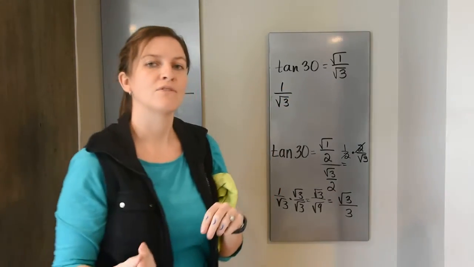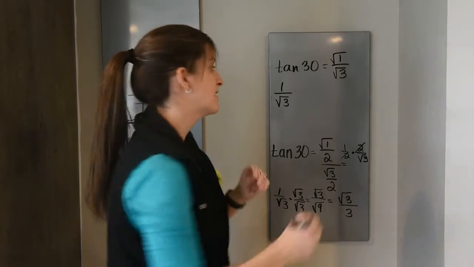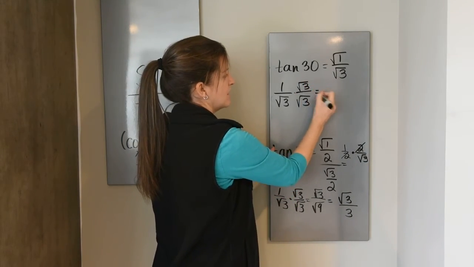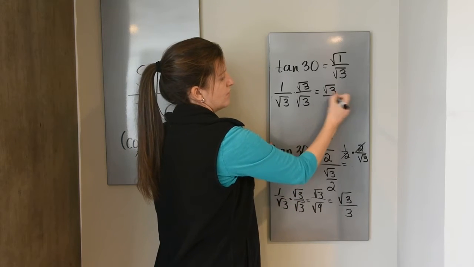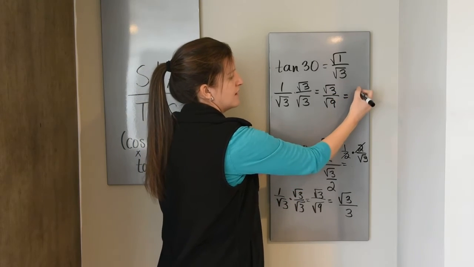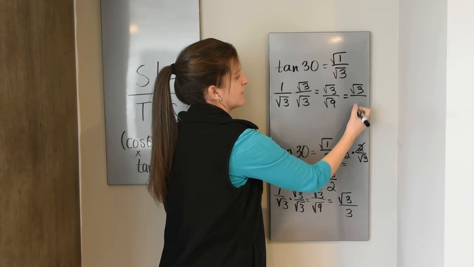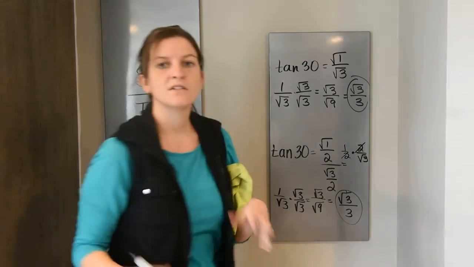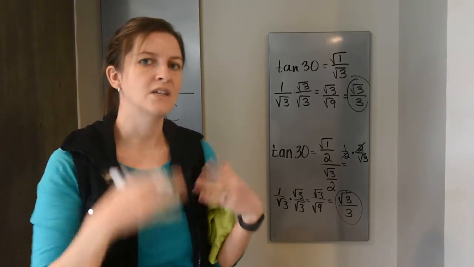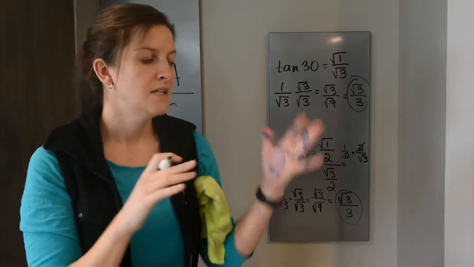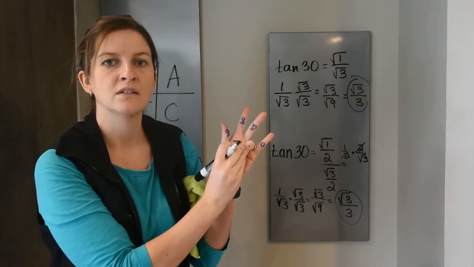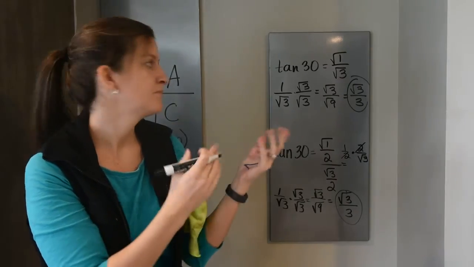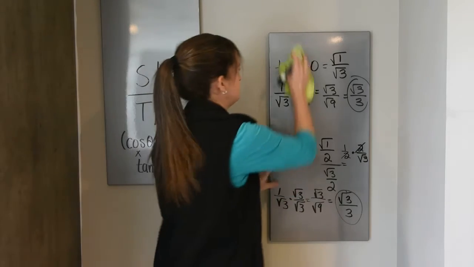but I have a square root 3 on the bottom, which means I have to rationalize. Multiply by the square root of 3 over square root 3. Square root 3 over square root 9. And then square root 3 over 3. So either way you do it, you're going to get square root 3 over 3. It's a little bit quicker if you just look at your fingers. Alright, so let's do a couple more.